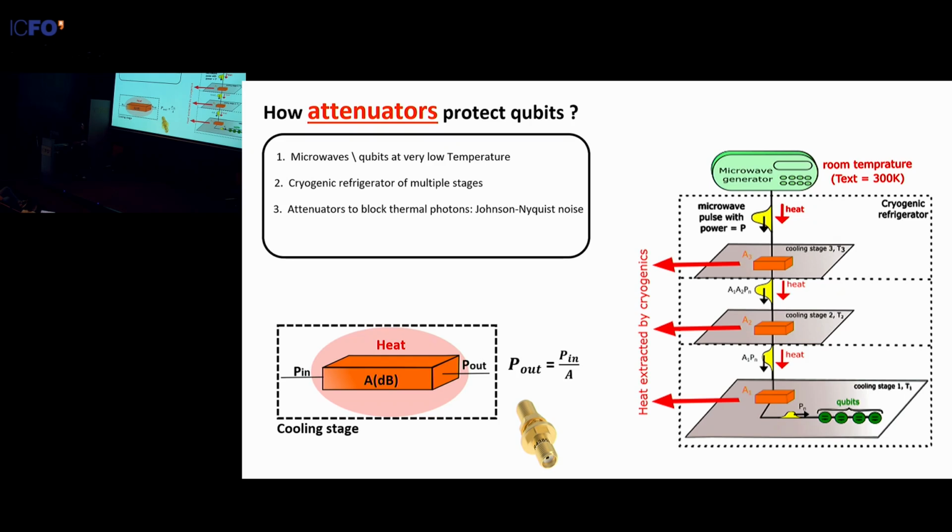So to get rid of the thermal noise, or to reduce it, the experimentalists use attenuators. And the role of the attenuators here is that they reduce the thermal noise by reducing the power of the microwave signal. So for example, if you have an attenuator of 20 decibel, only 1% of your power goes through and the rest, 99%, is dissipated as heat, which must be extracted by the cryogenic system.